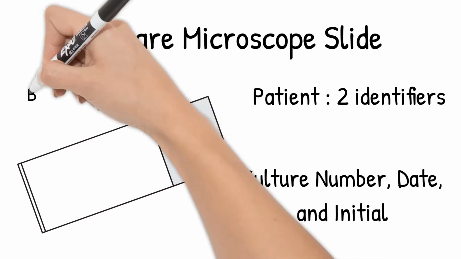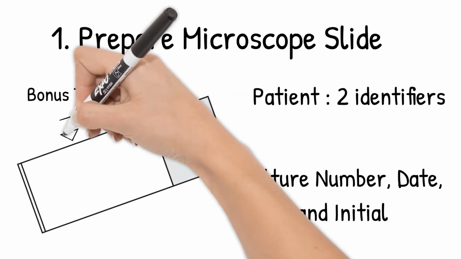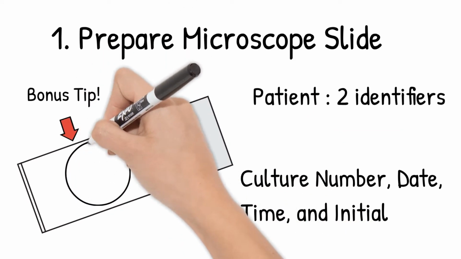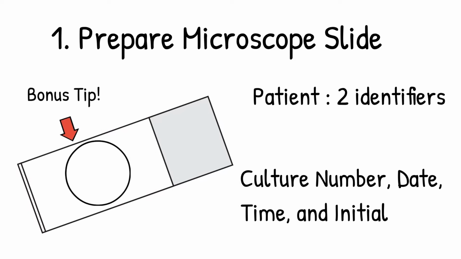A little bonus tip. If you are new or not familiar with the microscope, you can use a Sharpie to make a circle on the opposite side of your microscope slide, where you will be placing your bacteria. This will help you locate your bacteria when you finish staining. Try it and thank me later.